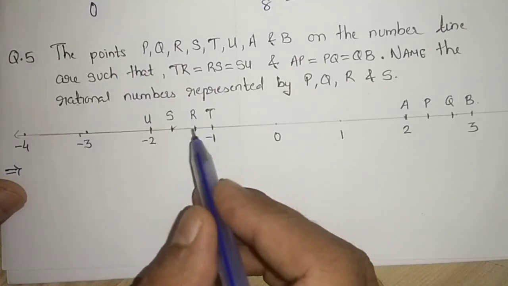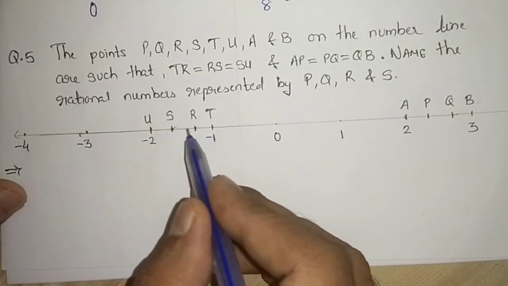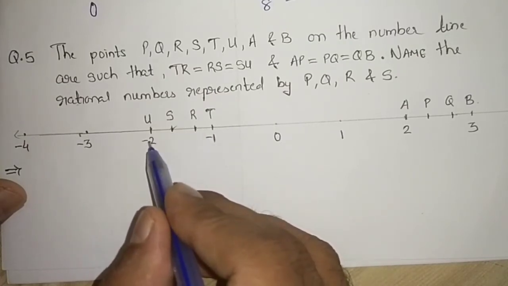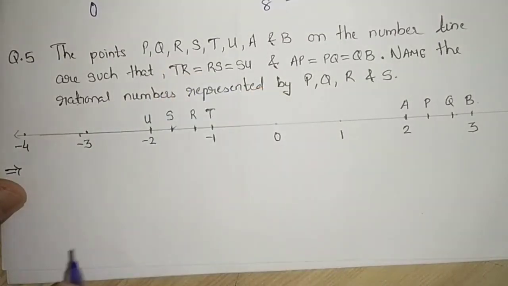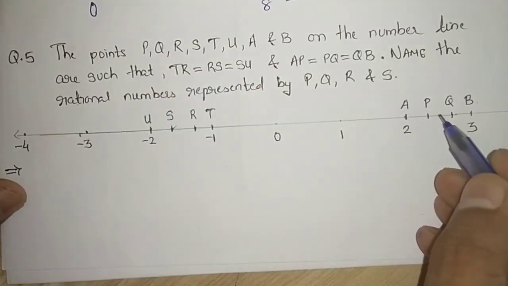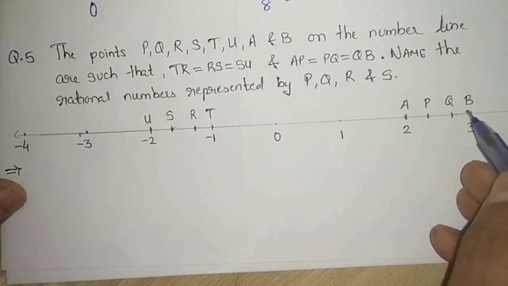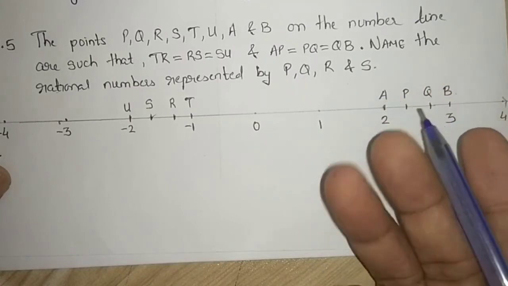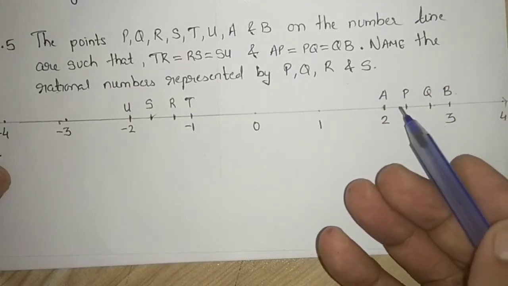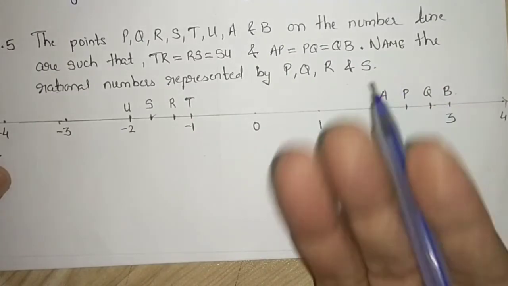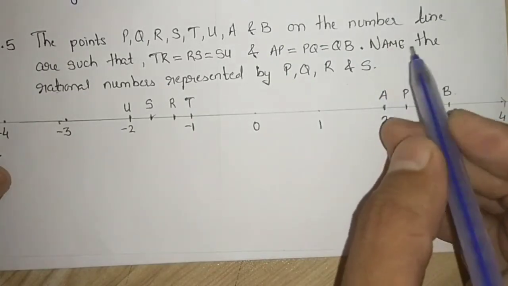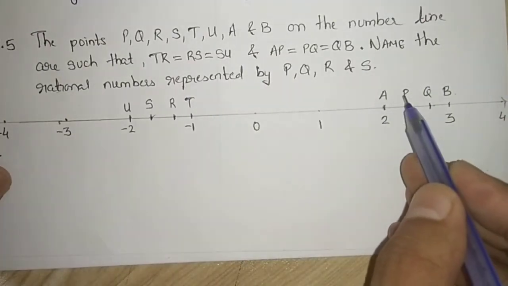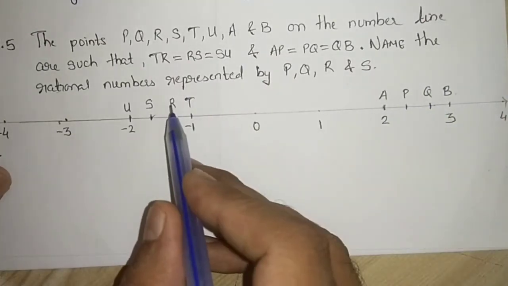Whatever distance this is, all the parts are equal. If this is 5, this is also 5 and this is also 5. That is, minus 1 till minus 2 is divided into 3 equal parts. Same way, AP is equal to PQ is equal to QB. Here also from 2 to 3 they have divided it into 3 equal parts: 1 part, 2 part and 3 part. Next, name the rational numbers represented by P, Q, R and S.